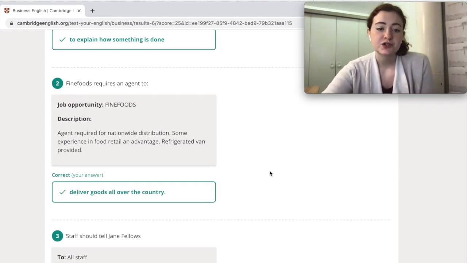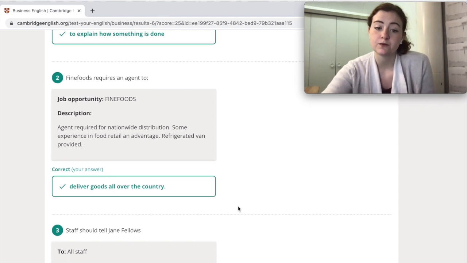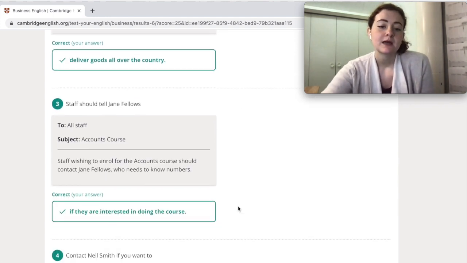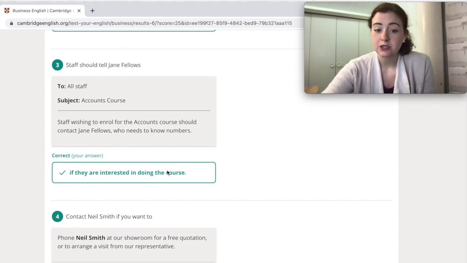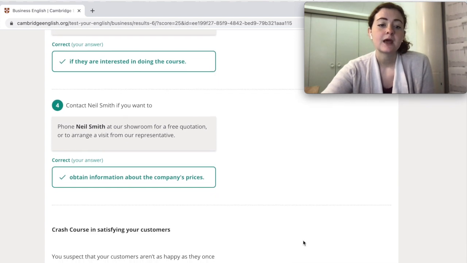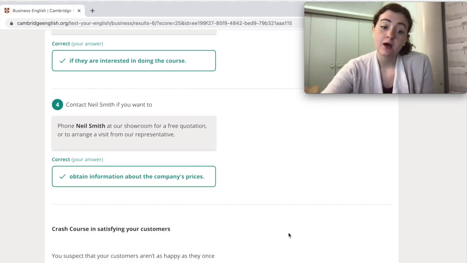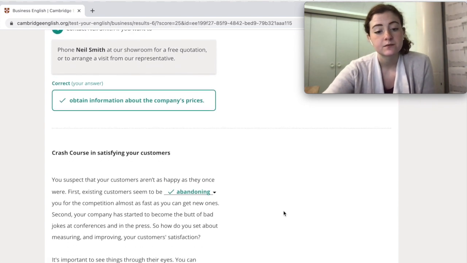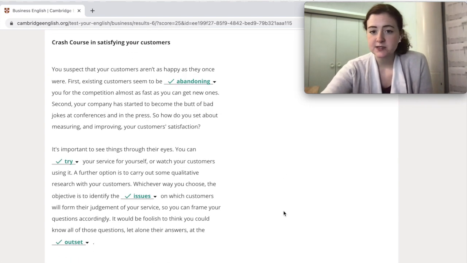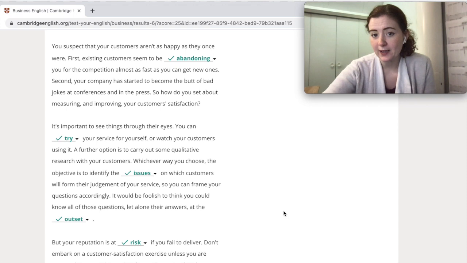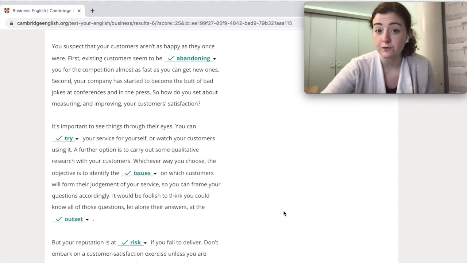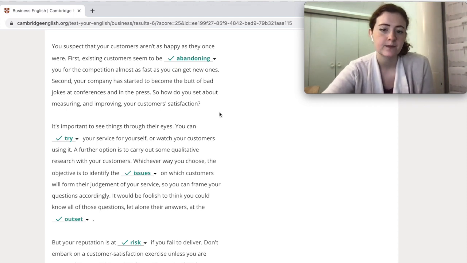We have here number 2. The idea was that you are going to deliver goods all over the country. Number 3, if you're interested in doing the course. Number 4, to obtain information about the company's prices. And now I'm just going to read the correct answers for the gap fill or fill in the blank questions.